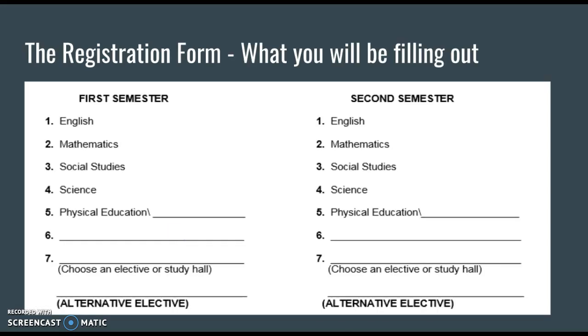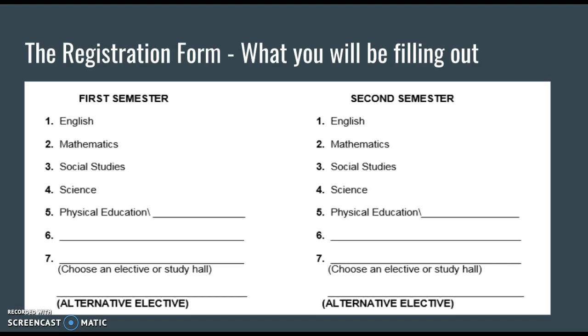The registration form looks like this. On the front page you will see two different columns there of first and second semester. It'll list all of the classes through a 7-period day as far as what the schedule will look like. Now obviously it's not going to be in that order necessarily, but these are the classes we want to put into that schedule for the student next year.